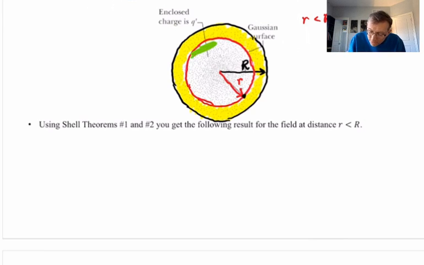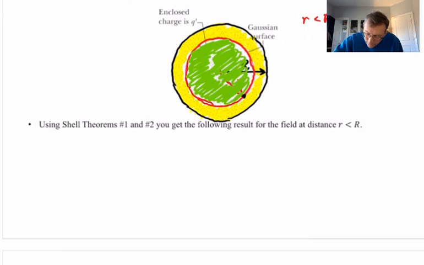So all we really have to do, let me shade now in a different color, is take all the charge that's inside the Gaussian surface that we've chosen, of radius little r, that I just shaded in green, and collapse all that to a point at the center and treat it like a point particle. And then we'll have the electric field E at that point I picked on the Gaussian surface.